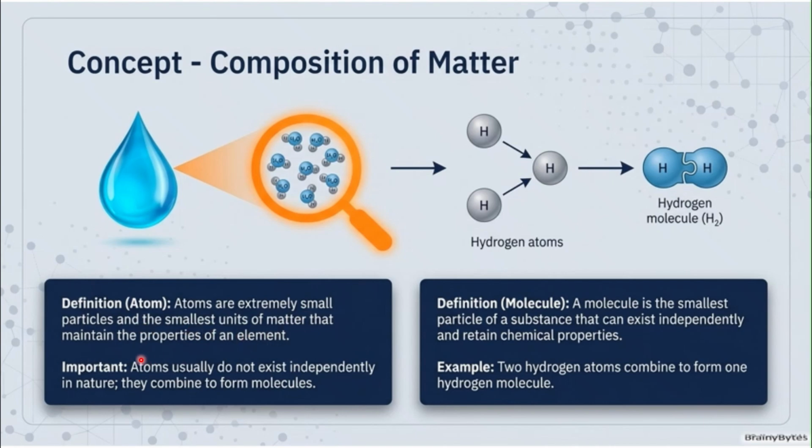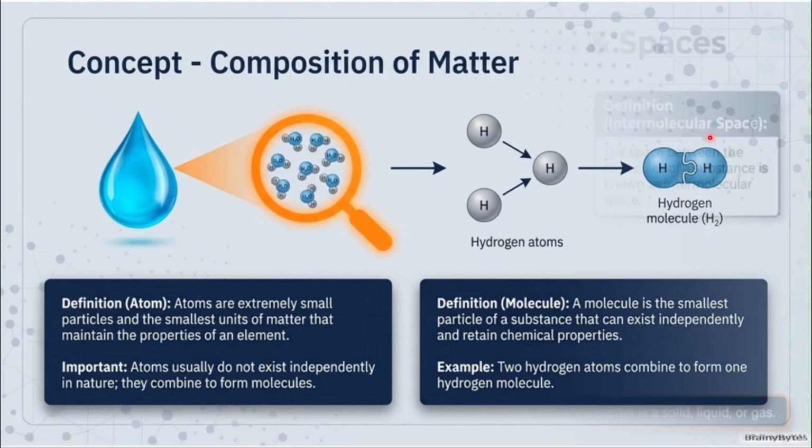Atoms usually do not exist independently in nature, while the molecules are the independent ones that can exist on their own. A molecule is the smallest particle of a substance that can exist independently and retain chemical properties. For example, 2 hydrogen atoms combine together to form one hydrogen molecule, which can exist on its own and retain its own chemical properties. They are constantly in a random motion dance, never sitting still for a second.